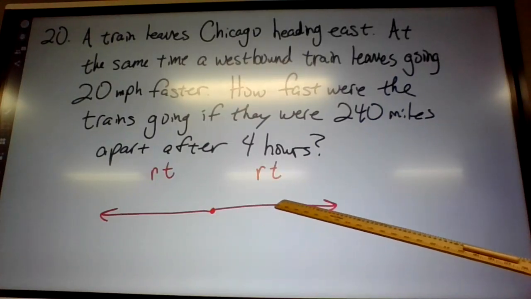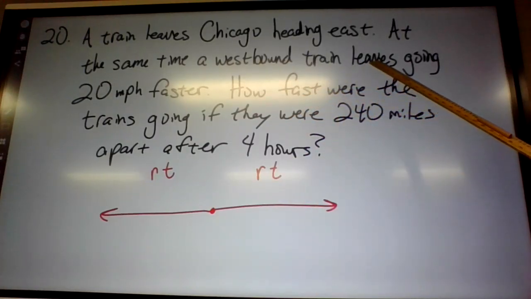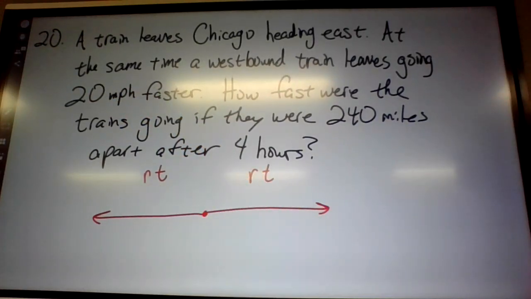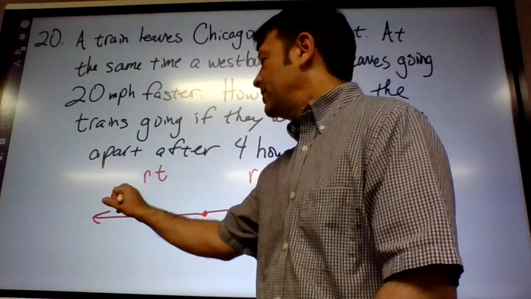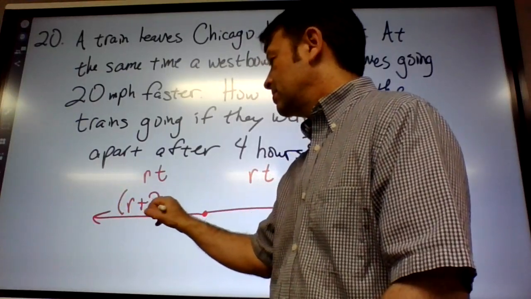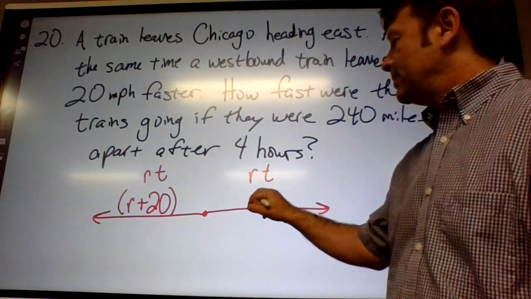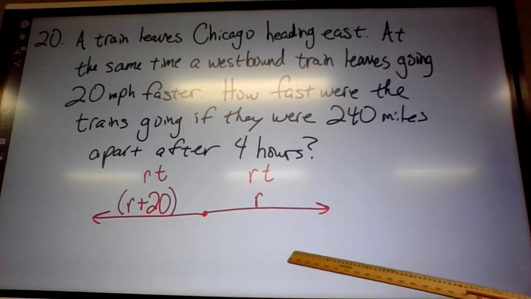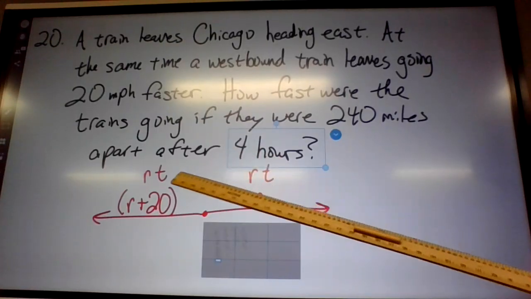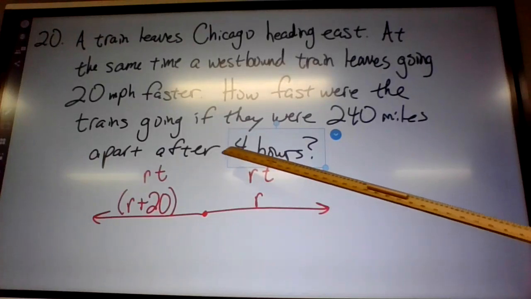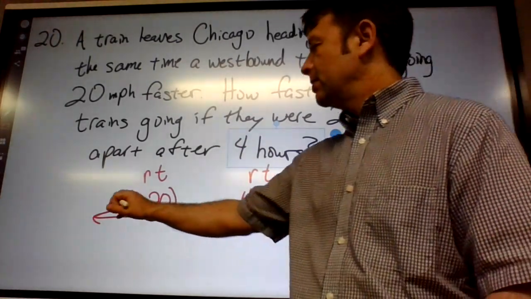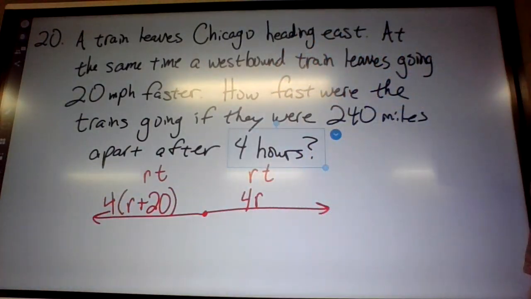So we're gonna start plugging stuff in. It says the westbound train is going 20 miles an hour faster. So what do we do with that? R plus 20. Right. The westbound is 20 faster. And then this guy would just be called R, his rate. Where's his time? Sometimes we don't know the time, sometimes we don't know the rate. But we do know it's 4 hours for who? Both. They started at the same time, so they both get 4 hours.